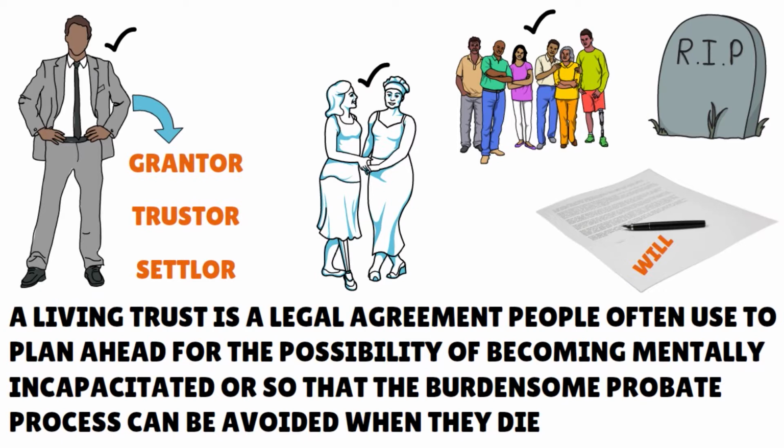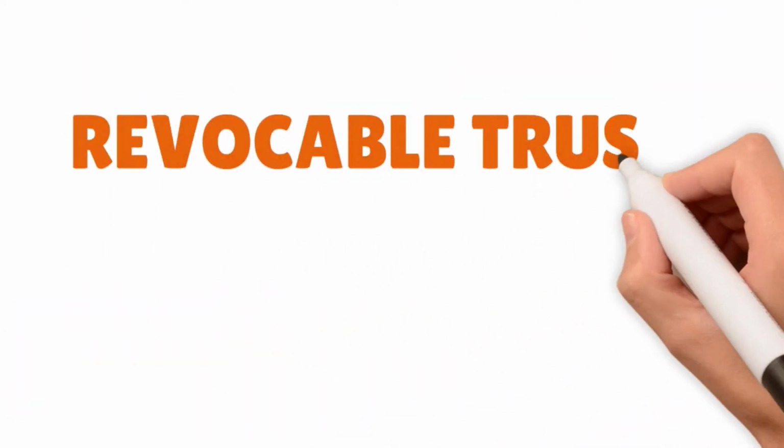Now, this is very important. I wanted to give that heads up so you understand what we're talking about when we're talking about living trust. You have to always keep in mind the trifecta: trust maker, trustee, and beneficiaries. Now, let's talk about revocable trusts.